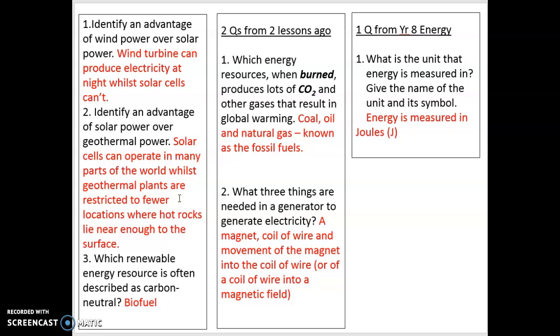And then number 3, which renewable energy resource is often described as carbon neutral, and that would be a biofuel. Often described as it, but not necessarily completely carbon neutral, because we have to think about the transport costs and the fertiliser costs and all that sort of thing involved in whatever it is you're growing. All right, then I'll leave you to look through the rest of those and mark them yourselves.